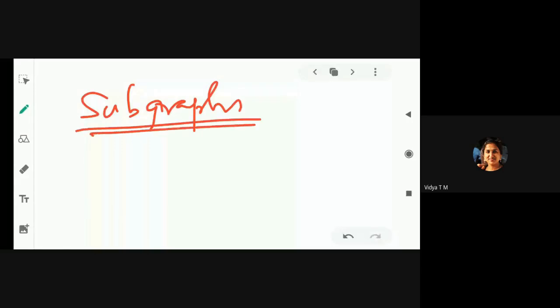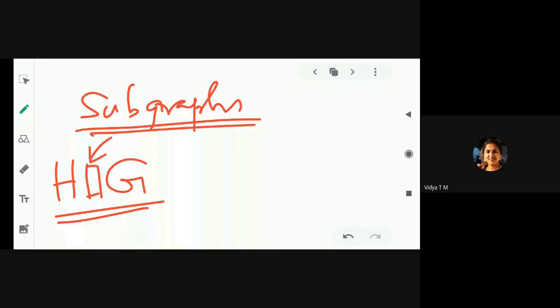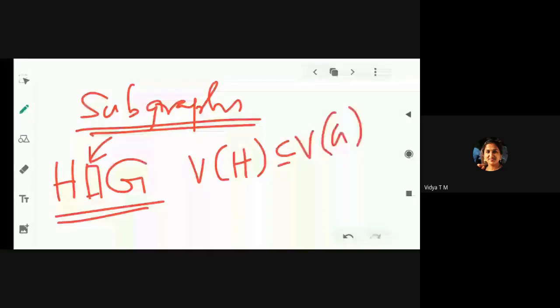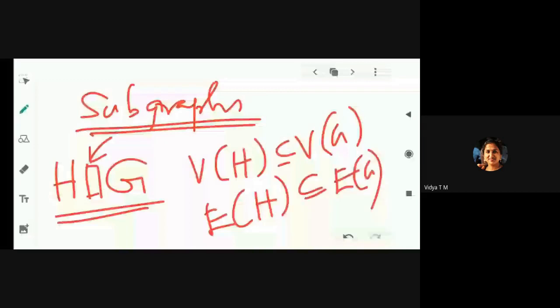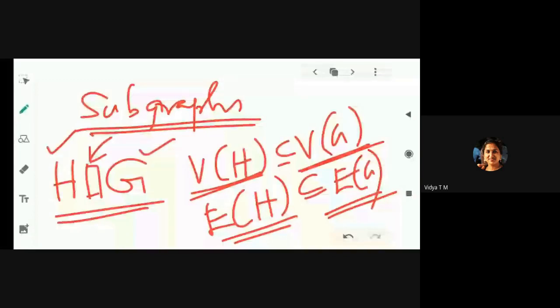Subgraphs to define is very simple. If you are given a graph G, a graph H is called a subgraph of G. There is no notation to write in between. We simply say H is a subgraph of G if the vertex set of H is a subset of the vertex set of G and the edge set of H is a subset of the edge set of G. So if the vertex set and edge set are respectively subsets of those of the supergraph, G being the supergraph and H the subgraph, then we say H is a subgraph of G.